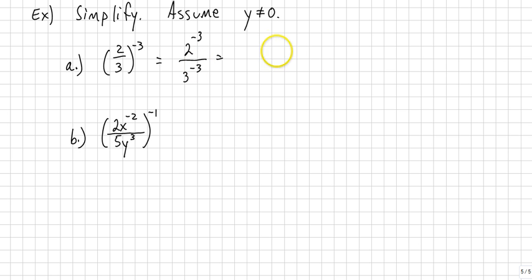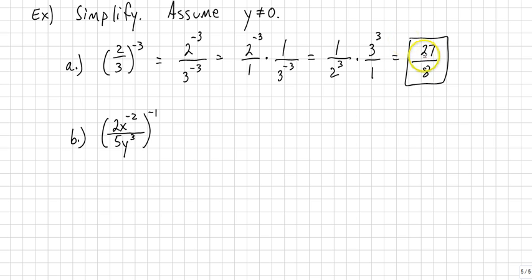So that would be the same thing as 2 to the negative third over 1 times 1 over 3 to the negative third. And then we flip the fractions and make the exponent positive. So it'd be 1 over 2 to the third times 3 to the third over 1. And then we multiply that back together. So that would give me 27 over 8. And there's no greatest common factor with 27 and 8, so that's as simplified as we're going to get.